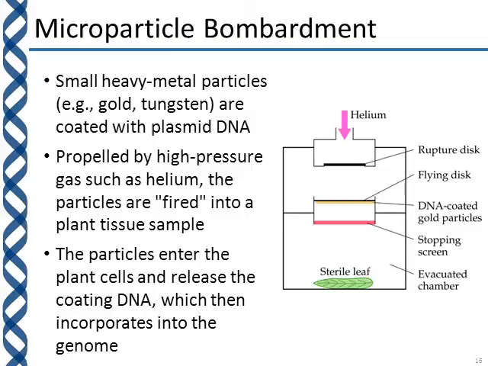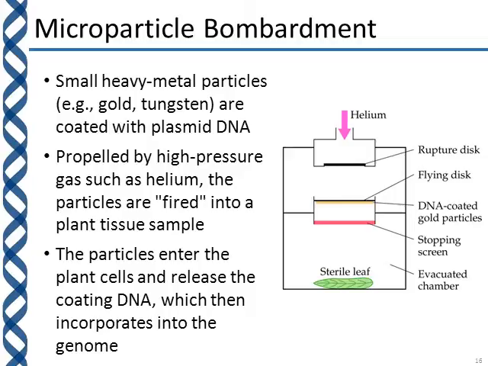So one of the methods that can be used is a microparticle bombardment. This involves small, heavy metal particles, generally gold or tungsten, that are coated with plasmid DNA. These are propelled by high pressure gas, such as helium. The particles are fired into a plant tissue sample. The particles enter the plant cells and release the coated DNA, which then incorporates into the plant genome.